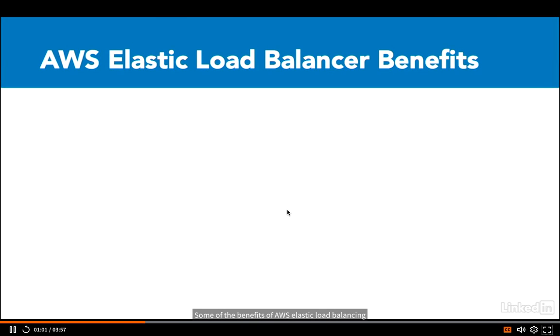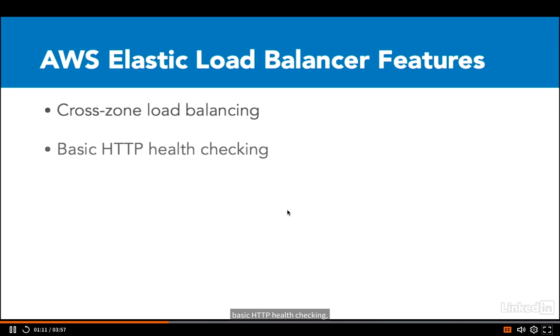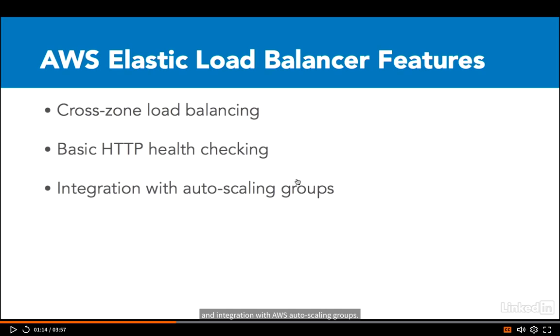Some of the benefits of AWS Elastic Load Balancing include high availability, fault tolerance, and integrated SSL support. In addition, they also provide cross-zone load balancing, basic HTTP health checking, and integration with... Okay, I was wrong. AWS elastic load balancer features: it can do cross-zone load balancing. It can also perform basic HTTP health checking, and integration with auto-scaling groups. Some of them are the characteristics of a load balancer or AWS features.